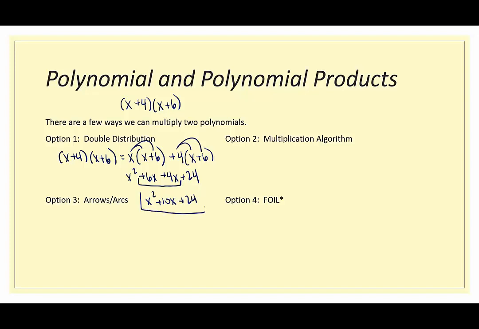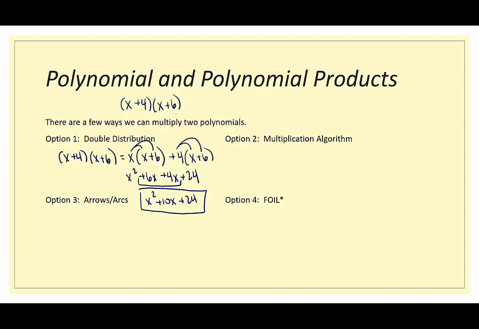Just one small note as I go through this. So I kept both binomials to have plus signs. If, let's say it was x minus 4, then when we get to this step, we would be distributing a minus 4. So we would have minus 4 times x and minus 4 times 6.